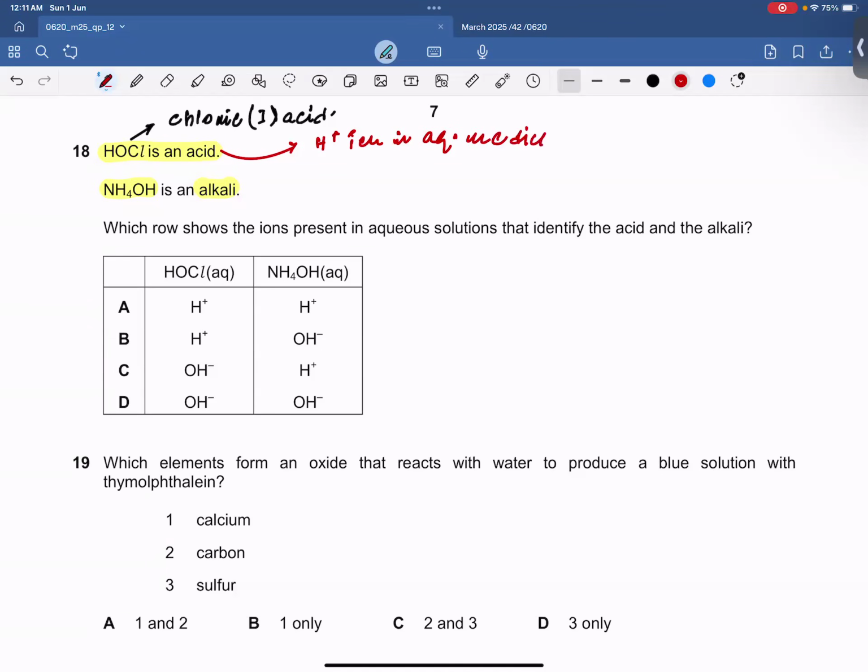If ammonium hydroxide is an alkali, obviously it donates hydroxide ions in aqueous medium. Let's see, what is the examiner looking for? Which row shows the ions present in aqueous solution and identifies the acid and the alkali. Acid always shows H+ ions and alkali shows OH- ions. On the basis of that, B is going to be the right answer. That's an easy thing.